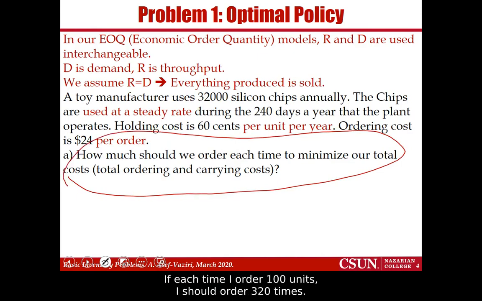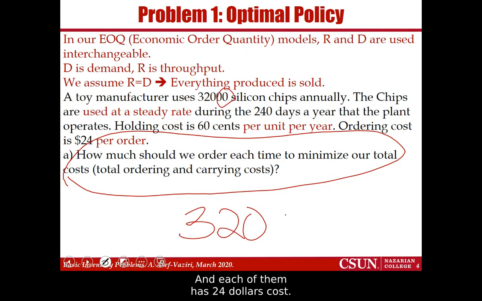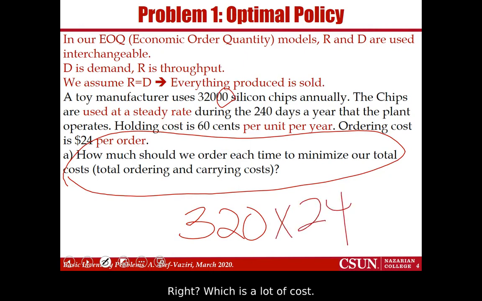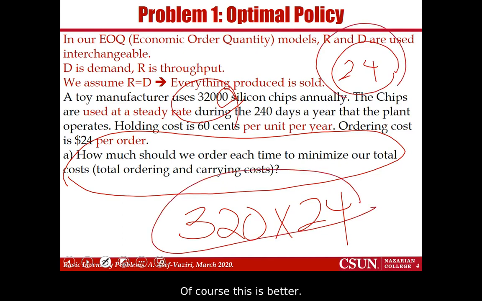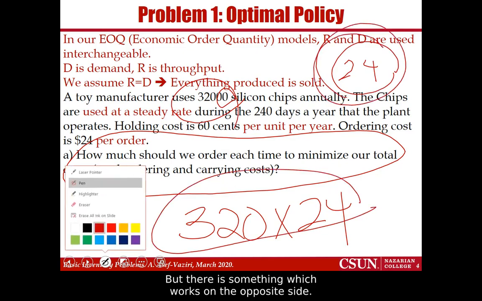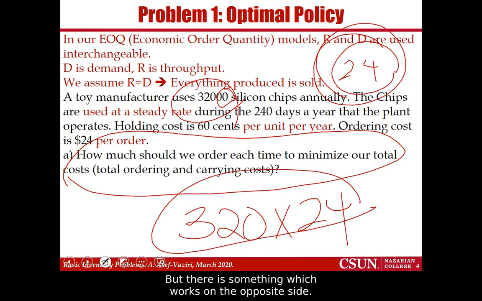If each time I order 100 units, I should order 320 times. And each of them has $24 cost, right? Just a lot of cost. But if I ordered at the beginning, I have only $24. Is this one better or this one better? Of course, this is better. But there is something which works on the opposite side.